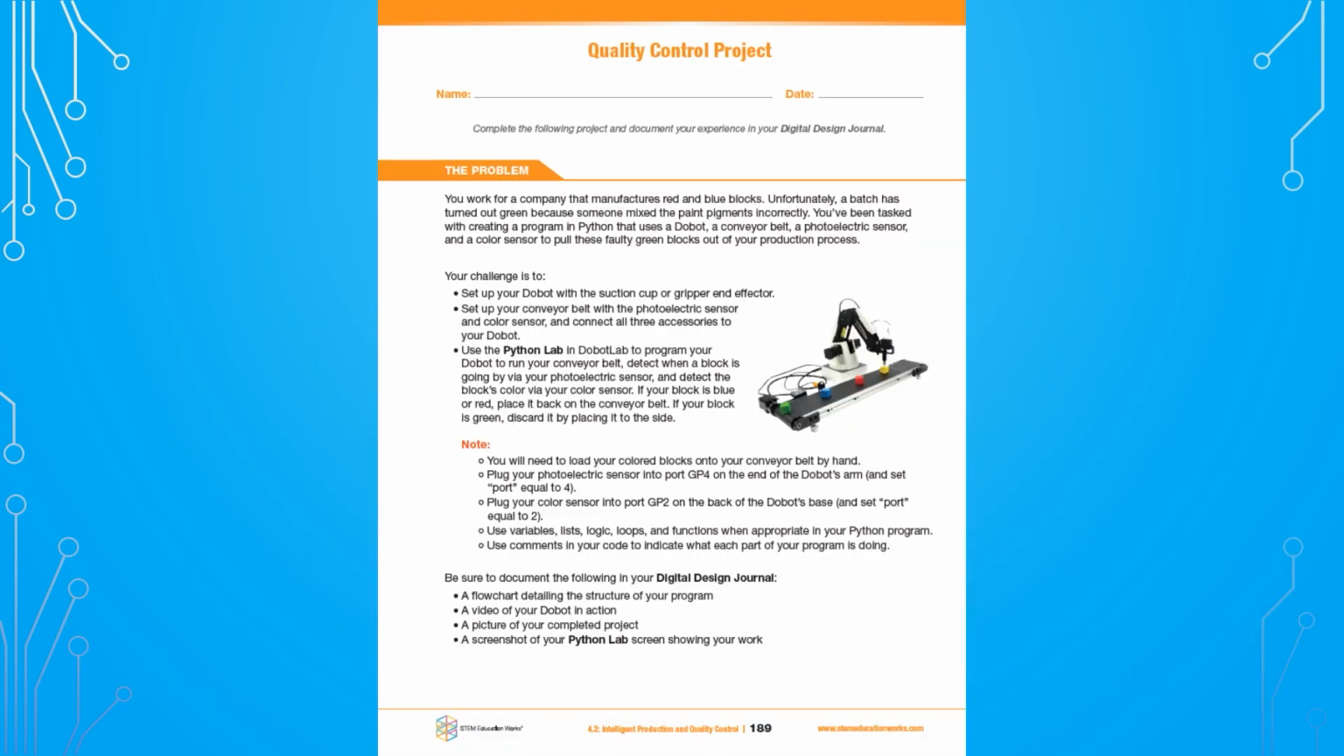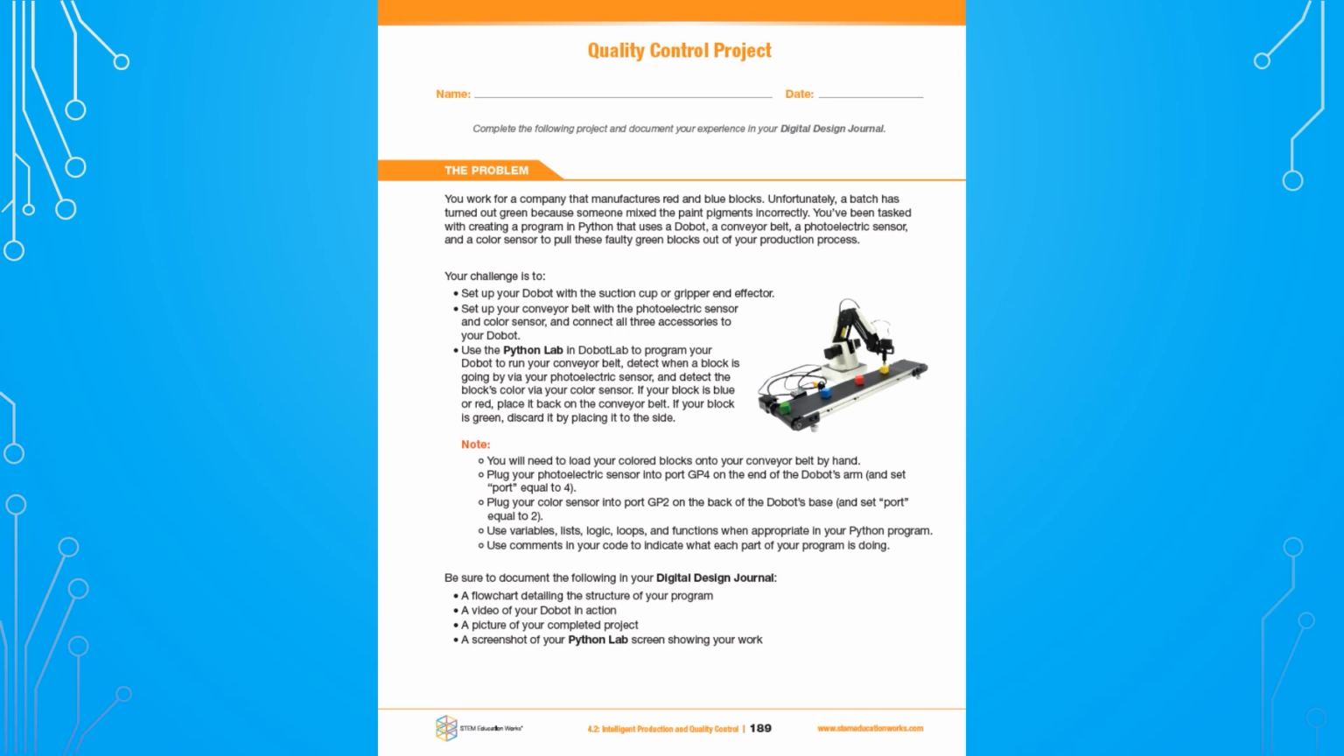And so right now, I'm going to show you guys a quick example of a kind of project that the students will be performing later on in the course. This is the quality control project. This is specifically from Unit 4, Lesson 2. So this is the advanced manufacturing unit. And so basically what the students are doing is they are being tasked with programming their Dobot and conveyor belt system to sort through colored blocks, and any of the blocks that are green need to be discarded.